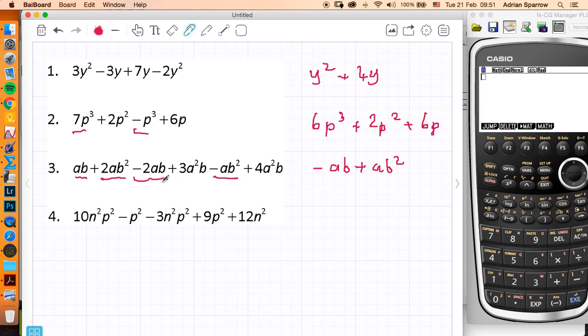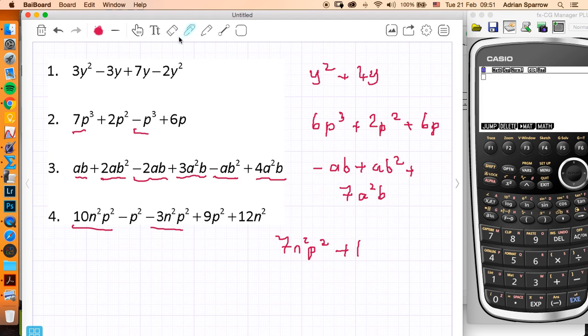squared. And now I've got 3A squared B and I've got 4A squared B. So I'm going to add those together to give me 7A squared B. Here, 10n squared p squared. Have I got any more n squared p squared? Yes, I've got minus 3 of them here. So this should give me 7n squared p squareds. Minus p squared plus 12 of those there. So that's going to give me plus 11.